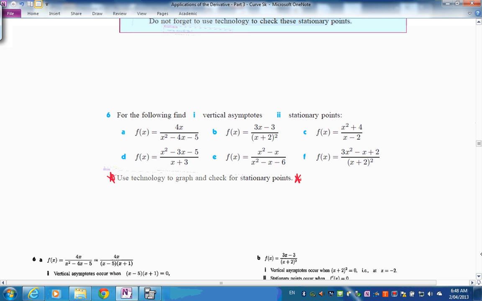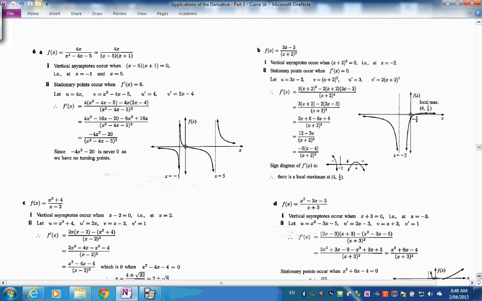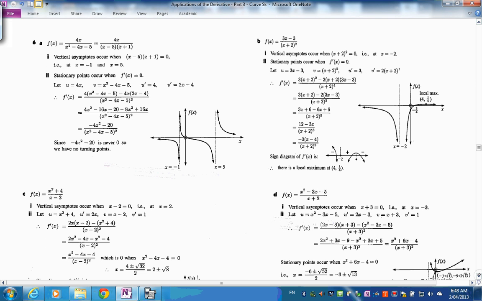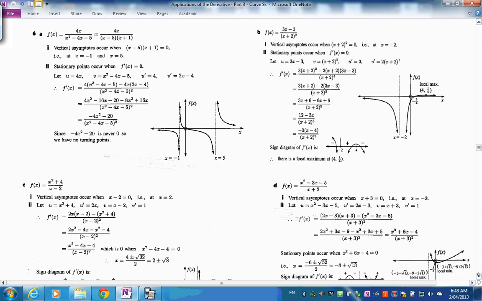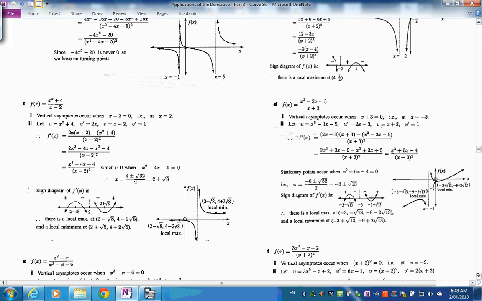I'm going to go down to the solutions now. We're looking at the solutions here. I don't think we can get them all on. So there's A and B. So I could pause that. C and D there.